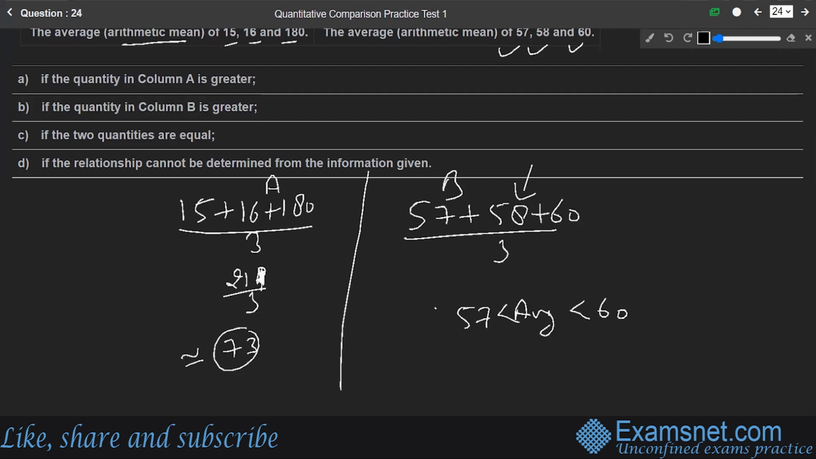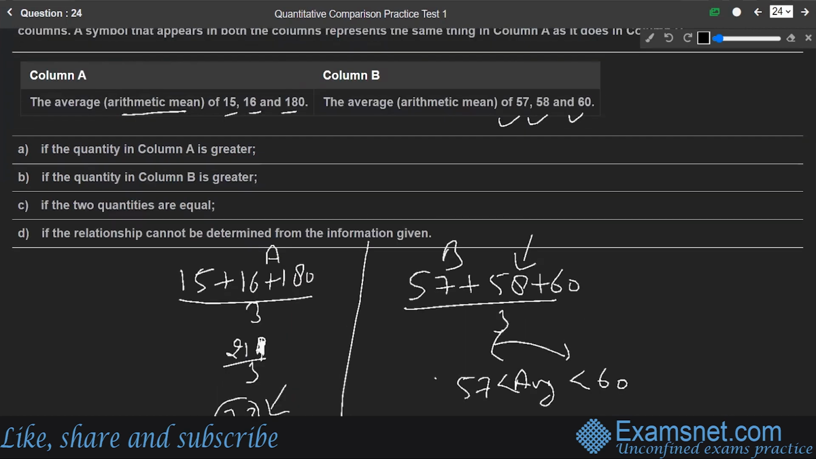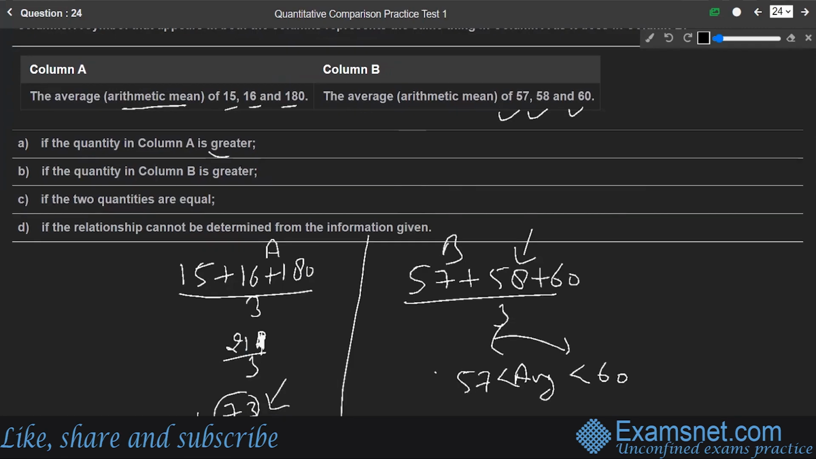So which is bigger? Obviously the left hand side value is bigger, because the left hand side value is about 70 and the right hand side value is somewhere between 57 and 60 only. So clearly column A's value is higher than column B's value. So that becomes the answer, option A.